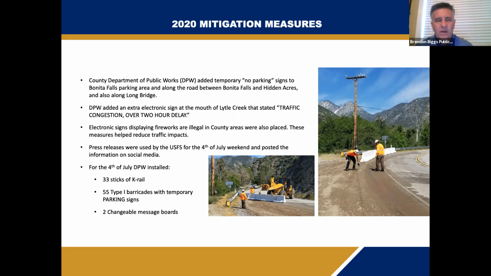For those important messages that affect Lytle Creek, for the 4th of July weekend, before that we installed 33 sticks of K-rail, 55 type 1 barricades with temporary no parking signs, and 2 changeable message boards. These are the types of things, once we get this really dialed in and we know what works and what's not working, we'll move to replace the temporary K-rail with something more permanent. Next slide.